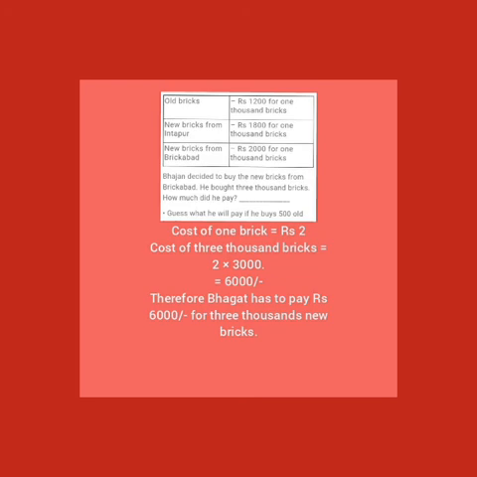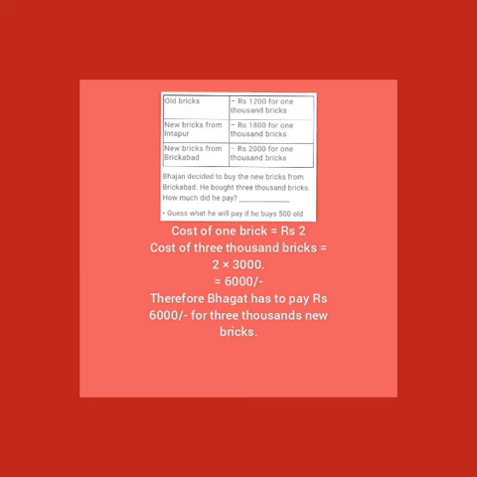Students, let's now do mental math. Bhajan buys bricks. Students, Bhajan went to buy bricks. The price was given for 1000 bricks. The prices were also different for different types of bricks. Old bricks, rupees 1200 for 1000 bricks. New bricks from Intapur, rupees 1800 for 1000 bricks. New bricks from Brickabad, rupees 2000 for 1000 bricks. Bhajan decided to buy the new bricks from Brickabad. He bought 3000 bricks. How much did he pay?